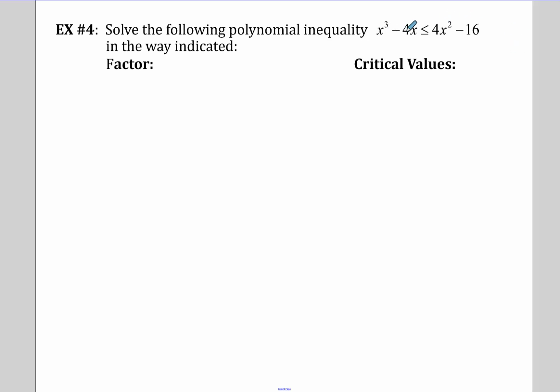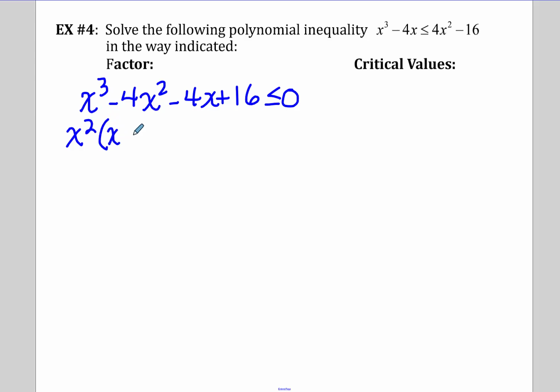So this one, we're going to do the same thing, but we've got two inequalities, and what we want to do is isolate all the variables on one side in descending order. And since it's less than or equal to, we'll say it's less than or equal to 0, since we subtracted and moved everything to the left. Now you can factor out an x squared in the first two terms, and you can factor out a -4 in the third and fourth term.